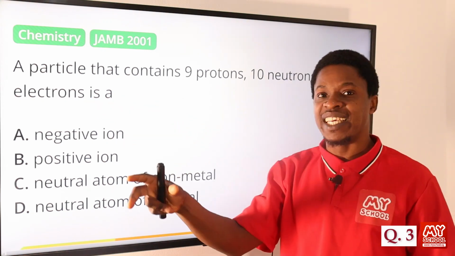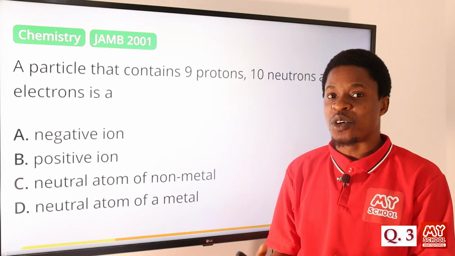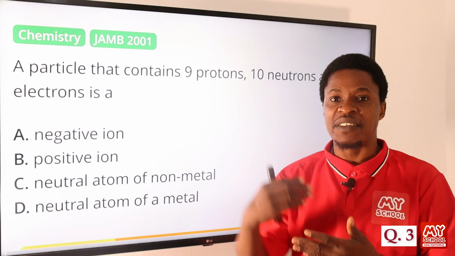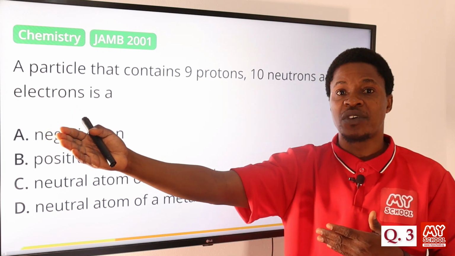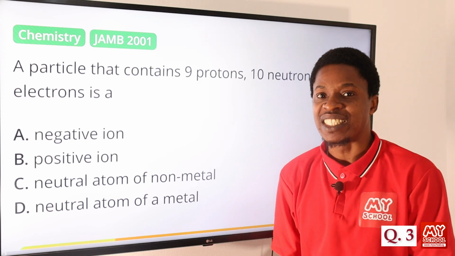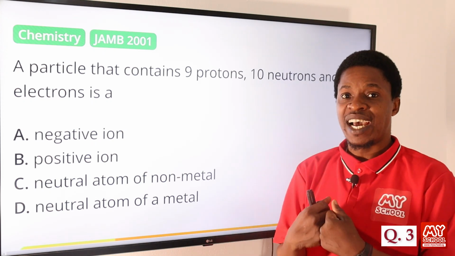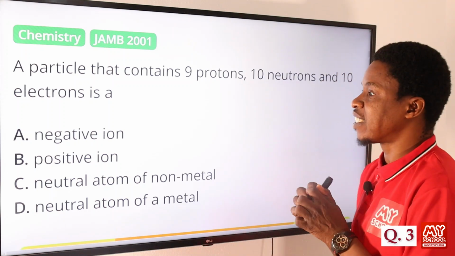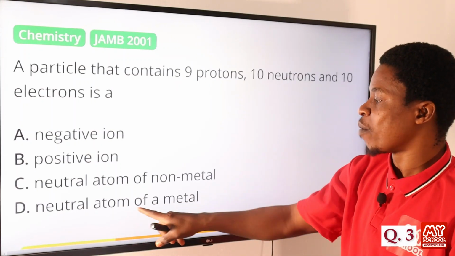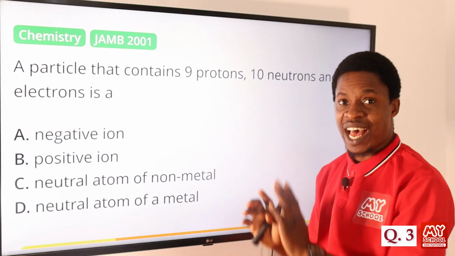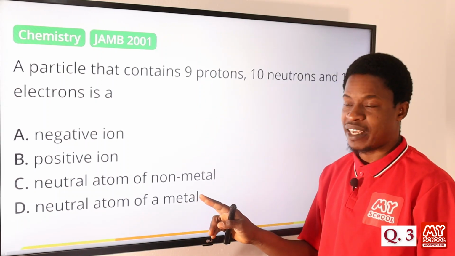Usually when a substance or an atom gives out an electron, it becomes positively charged. But once it accepts an electron, it becomes what? Negatively charged. So in this case, this option says neutral atom of a metal. This cannot be the answer because the number of protons and the number of electrons are not the same. So this is not correct.